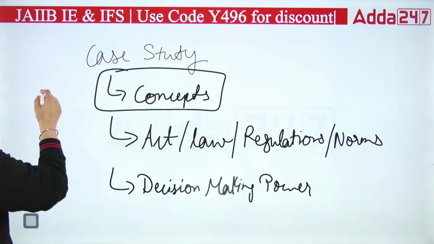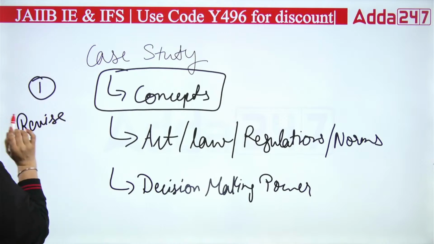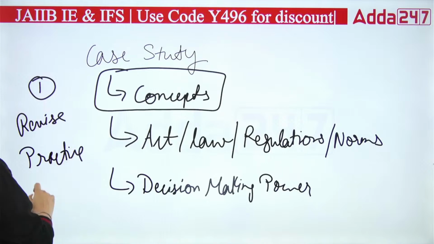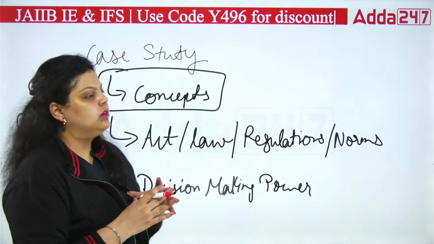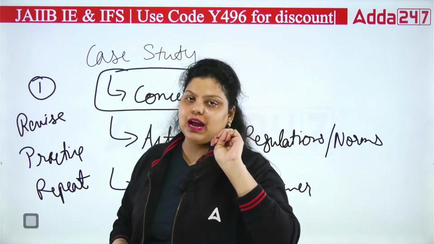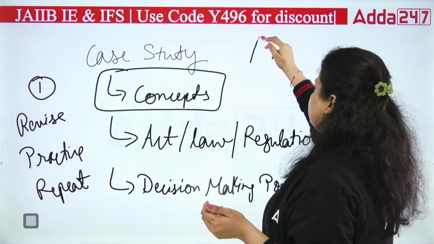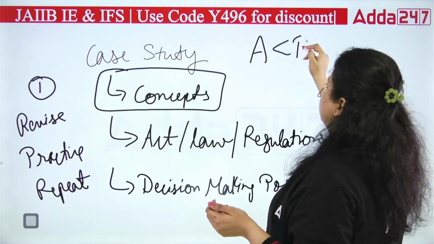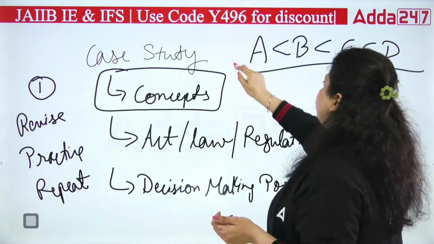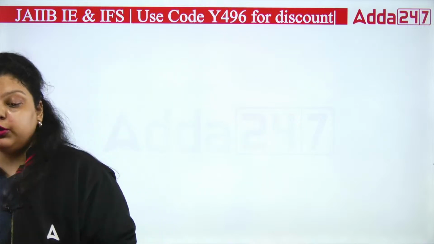So I would suggest, first go with the concept, second continuously revise the concept, and third practice and repeat. There is no other way to clear the paper. First understand the concept, second revise the concept, and third practice the concept and repeat it regularly. When you go for the PPB subject, start with A module, then B, then C, and then D. This should be your sequence to cover your syllabus, because accordingly the weightage has been given to your PPB paper.